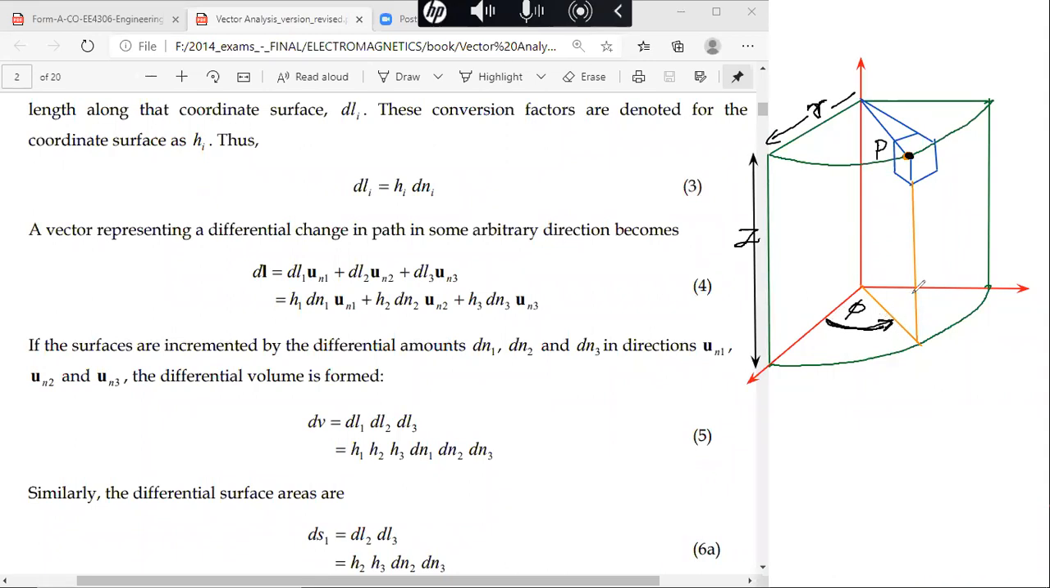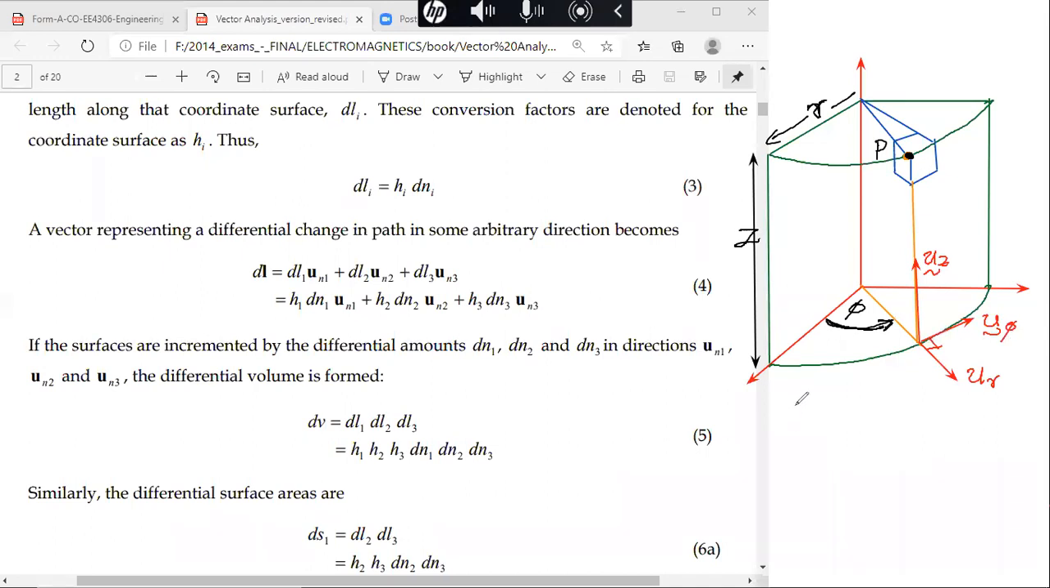Here, this represents one unit vector which is parallel to R. This one represents the U_R. Here I will define another unit vector along this axis. This one represents the U_Z unit vector. I will define another unit vector tangent to this point, tangential. This one represents the U_phi.